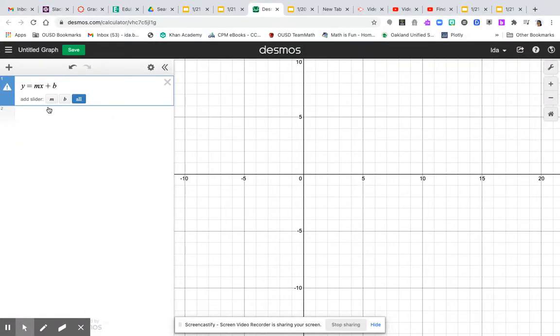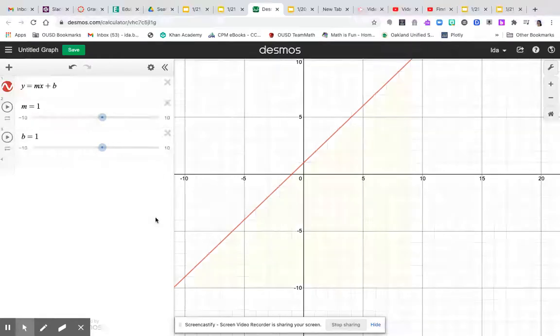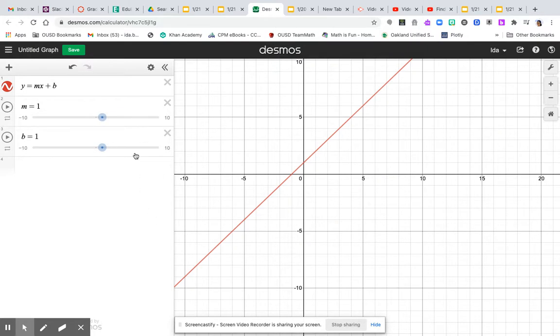And 2 sliders will appear, a slider for m and b, and the blue box, we're going to click on that, the one that says all. So we're going to get this line with 2 sliders. But our task is to write an equation that goes between 2 particular points.